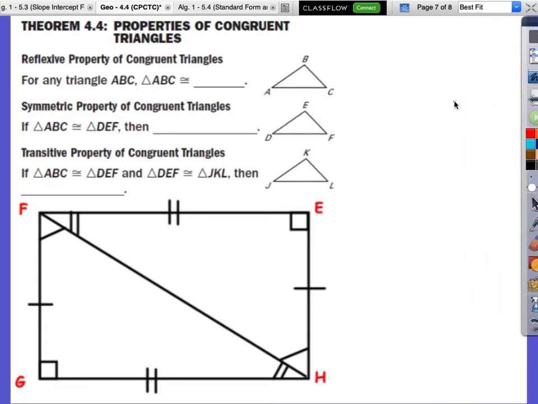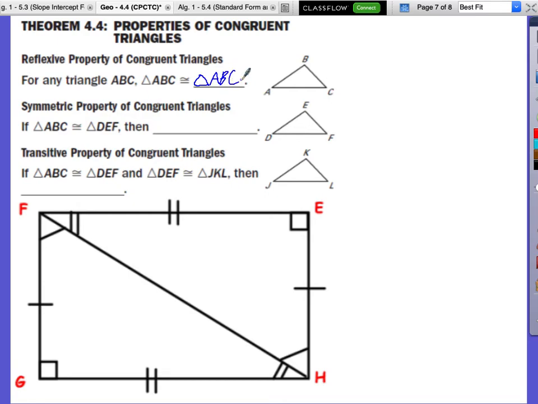There are 4.4 properties of congruent triangles. We have the reflexive property of congruent triangles. For any triangle ABC, triangle ABC is congruent to, well, what's the reflexive property? What did that tell us before? We learned reflexive property back in chapter 2, section 4. Julia? It means it's flipped, or it's the exact same. Yeah. So triangle ABC is congruent to triangle ABC. Reflexive, anything's congruent to itself. Okay, ABC, easy as 1, 2, 3.